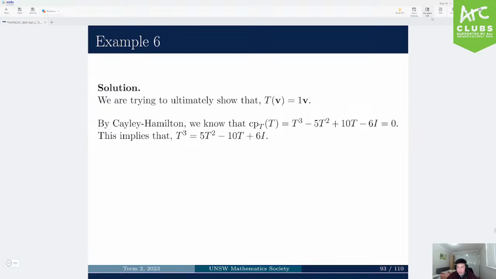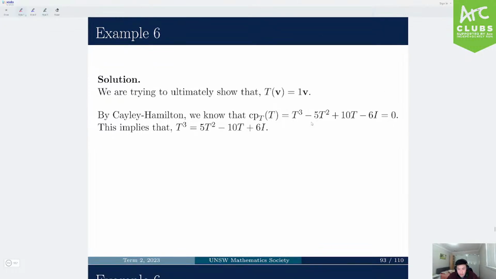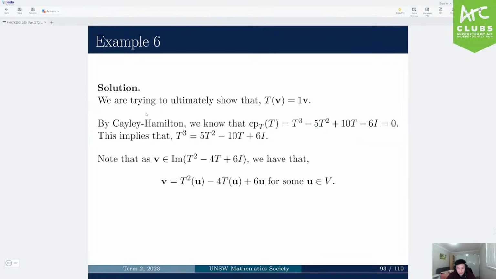And again, by the Cayley-Hamilton theorem, we know that if we plug T into the characteristic polynomial, we should get the zero matrix. And if we chuck these terms over to the other side, we get this equation here. Now, the question has also given us that v is in the image of T squared minus 4T plus 6I. And this, by definition, tells us that v is going to be T squared of u minus 4T of u plus 6u for some u in V. That's the definition of an image.